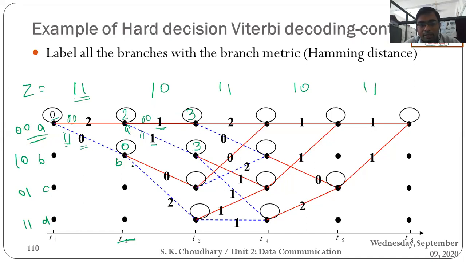Now from B, we are in state B and we have to see the transition. When we are at B and receive the input 0, your output would be 1 0. It is the same as the received code word, so the Hamming distance is 0. So here it is 0.